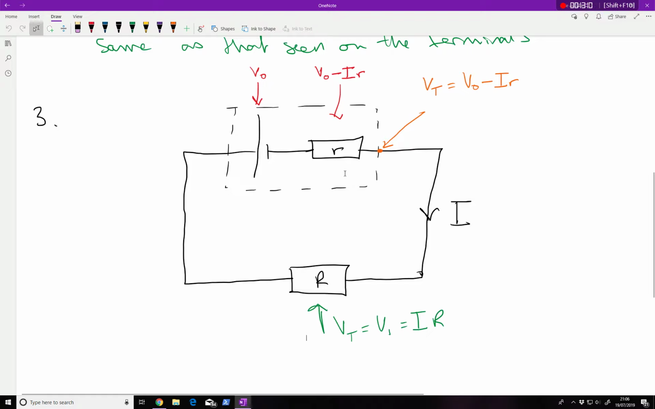So here's another simplified series circuit. I have a battery and I have its internal resistance. The battery has a voltage V0, but because of the internal resistance, some of it is lost. So I've got I times R. So that's a voltage, I times R, Ohm's law. And some of the voltage is lost. So what the rest of the circuit sees is actually the terminal voltage. And the terminal voltage is the battery voltage subtracted by the voltage lost on the battery's internal resistance.